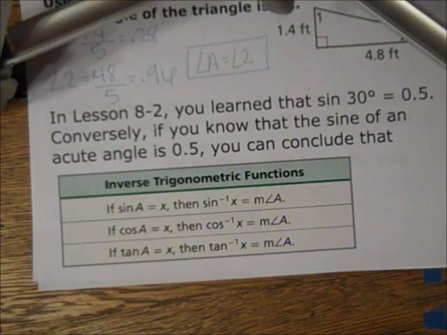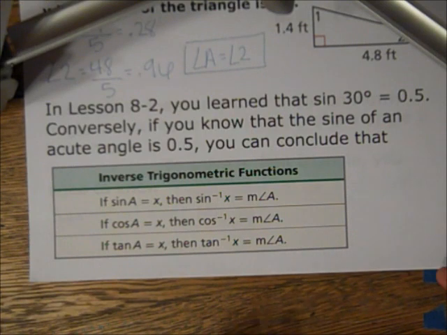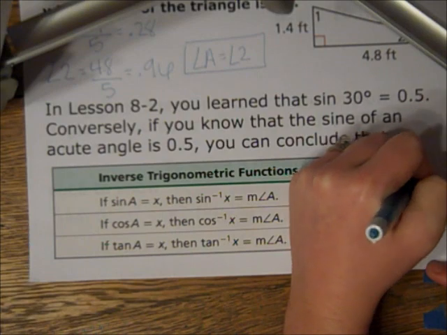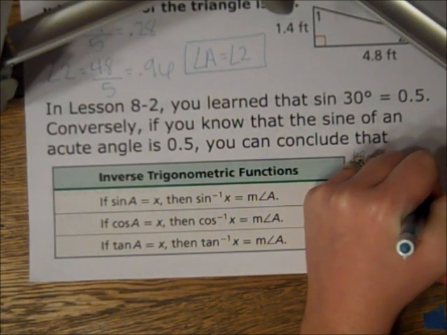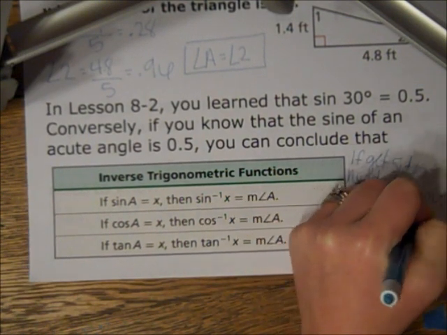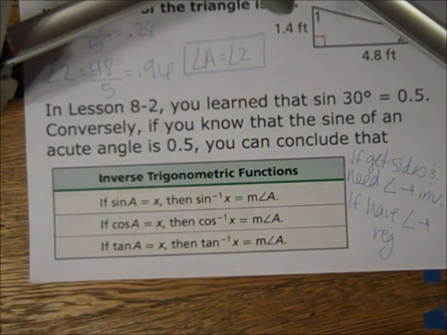Since we're going backwards, we're going to use what's called the inverse. What you want to write down, this is always the most confusing part: if you get the sides and need the angle, you have to do inverse. If you have the angle, you do regular, like we did last time. If your answer is 50 degrees or 70 degrees, you better have gotten there by doing the inverse.